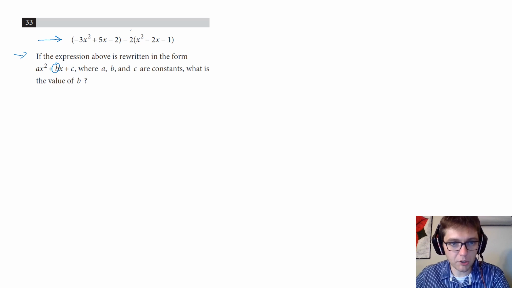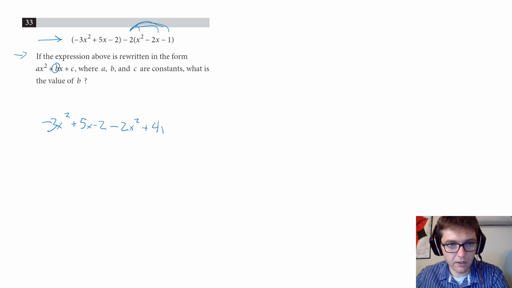Start by multiplying this 2 through to each of these terms. So we'll leave what's in parentheses there alone first. So we'll have minus 2x squared and then minus 2 times negative 2x will be plus 4x, and then plus 2. So combine like terms, you'll have negative 3x squared minus 2x squared will be negative 5x squared. Then you have 5x plus 4x. 5 plus 4 will be 9x. And then negative 2 plus 2 is just 0. Not that it matters, so plus 0.